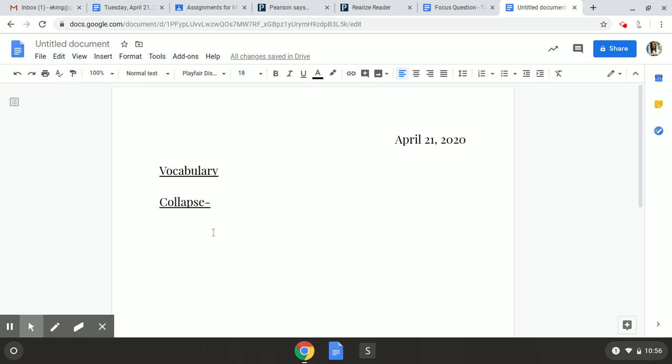The first word is collapse. It says, some buildings remain standing during a strong earthquake while others nearby collapse. So to collapse means to fall down. And it's an action, so it is a verb. So to collapse just means to fall down. So you could say, I collapse onto the floor. The building collapsed.